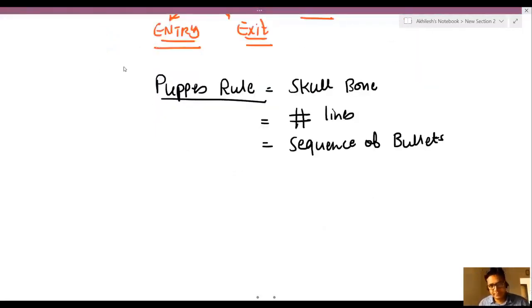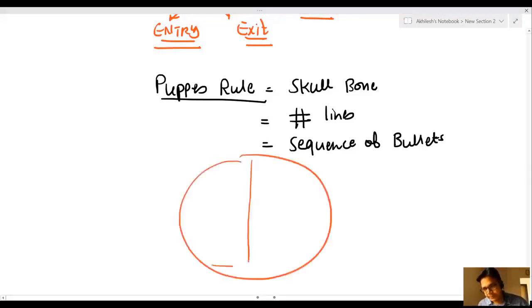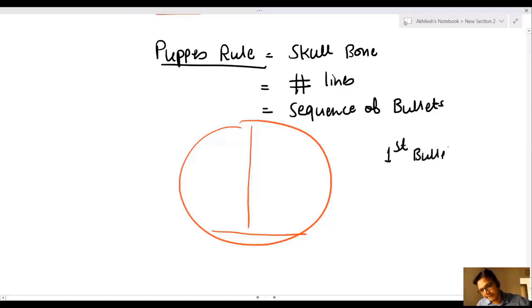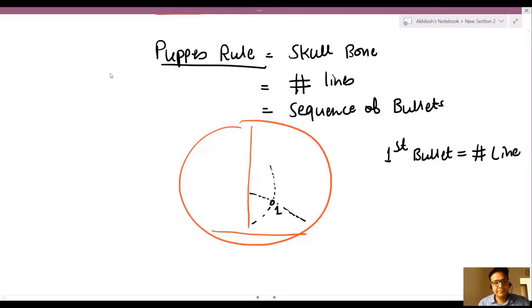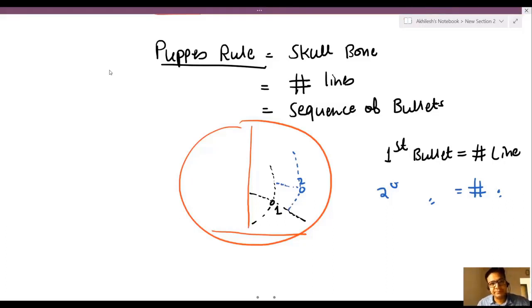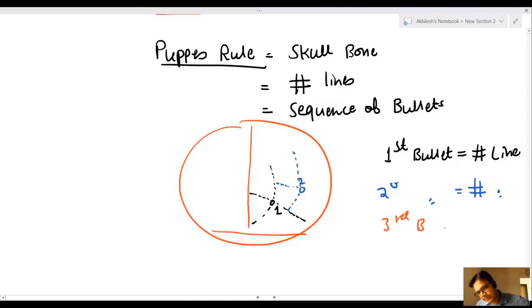See, this is skull bone. This is the first bullet fracture line. Now, the second bullet came. This is the second bullet fracture line. This fracture line will never cross the first one. Now, the third bullet fracture line. This will never cross the second as well as the first.